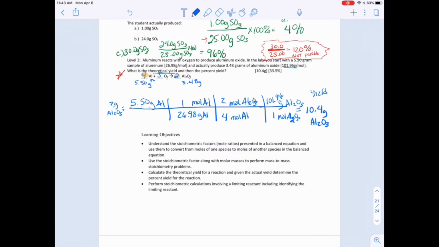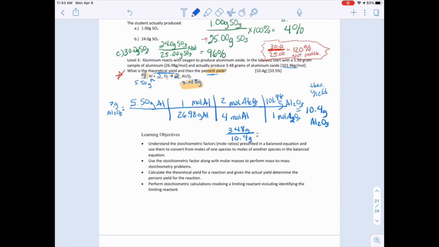Notice that the problem is asking for 2 kinds of yields, a theoretical yield and a percent yield. The theoretical one is the calculated one, the percent is the one with the percent. So the theoretical yield should be the bigger number. It should be the one on bottom. The 3.48 is what the student actually produced.